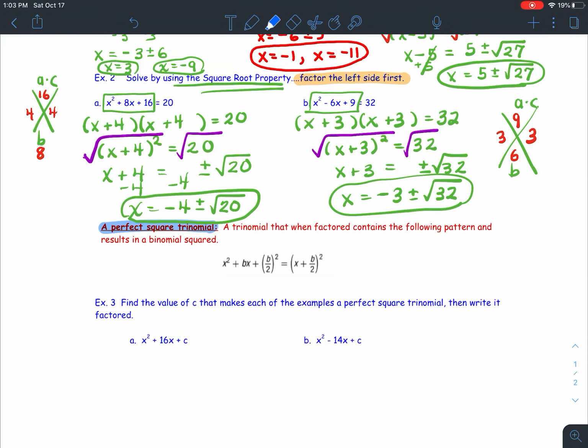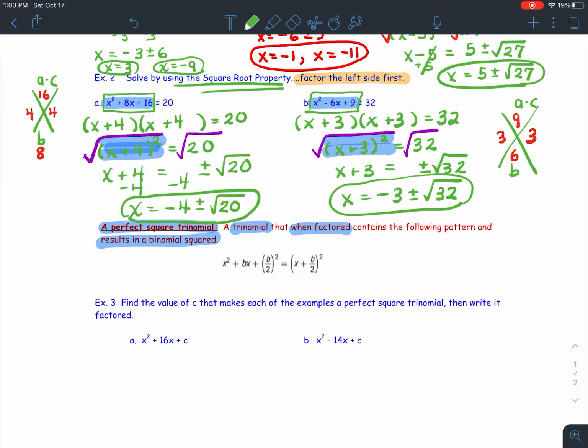A perfect square trinomial is a trinomial that when you factor it, it results in a binomial squared. For example, this x squared plus 8x plus 16 factored into a binomial squared, x plus 4 squared. This x squared minus 6x plus 9 also factored into a duplicate factor. That's what we mean when we say this was a perfect square trinomial.